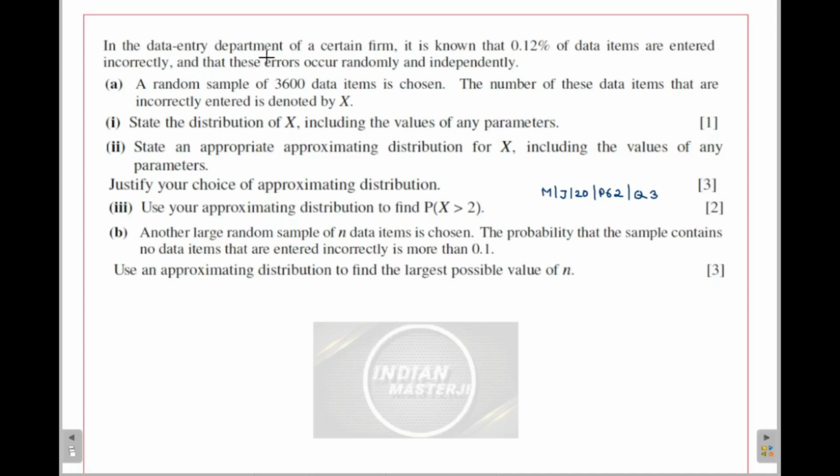In a data entry department of a certain firm, it is known that 0.12% of the data items are entered incorrectly. So the percentage of data items entered incorrectly is 0.12%. And they are saying that these errors occur randomly and independently. Now whatever the data entry is happening, they are taking a sample of 3600 data items, and the number of data items entered incorrectly is denoted by the letter X, and they are asking for the distribution of X including the values of the parameters if any is involved.